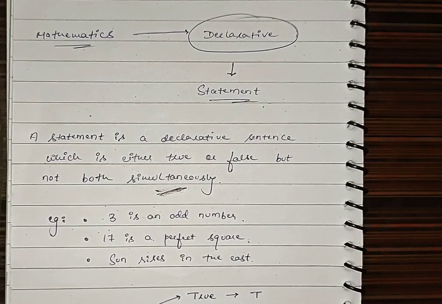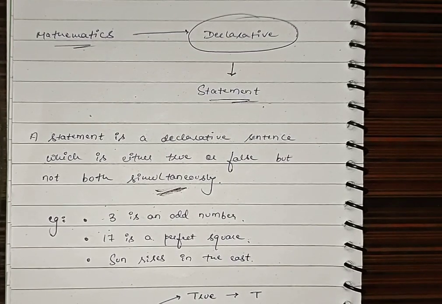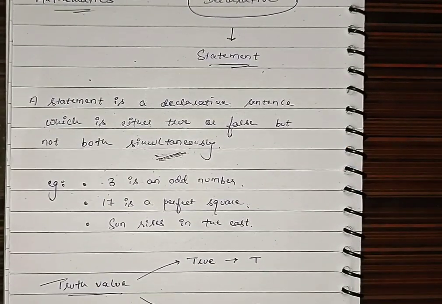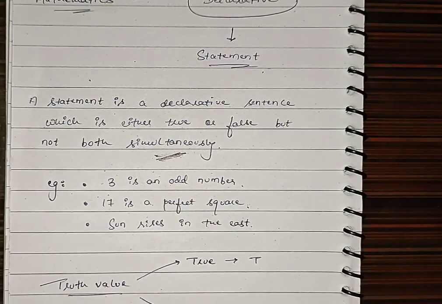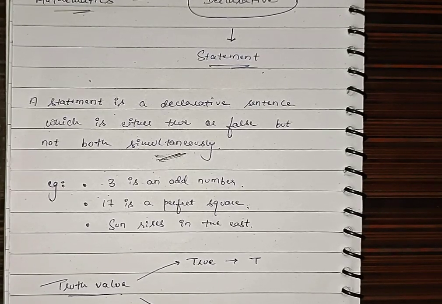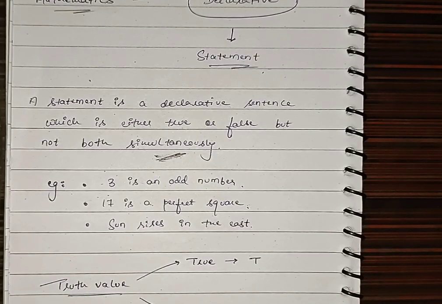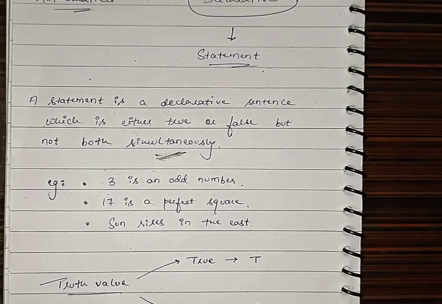When we state a declarative sentence in front of different individuals, they should be acknowledging that the statement is either correct or incorrect. Now here are some examples. 3 is an odd number. This statement is correct. We can say that yes, 3 is actually an odd number. 17 is a perfect square. This statement is incorrect. We know that 17 is not a perfect square. Sun rises in the east. This statement is a fact. Yes, we can say that this is also correct.